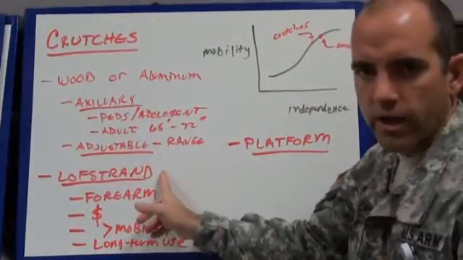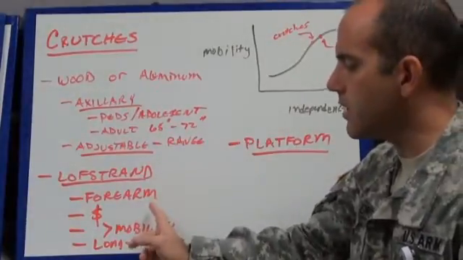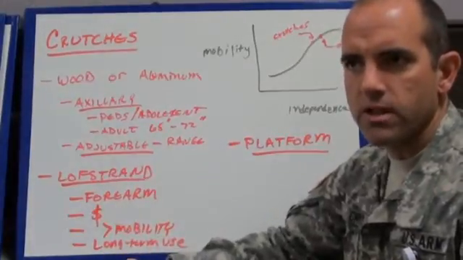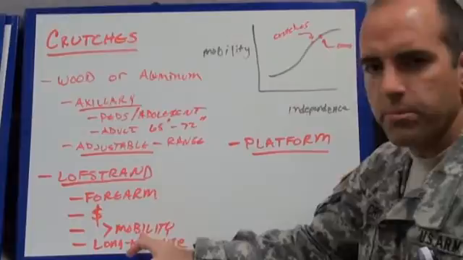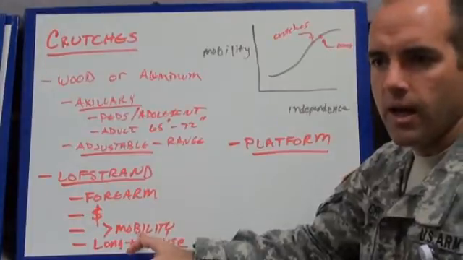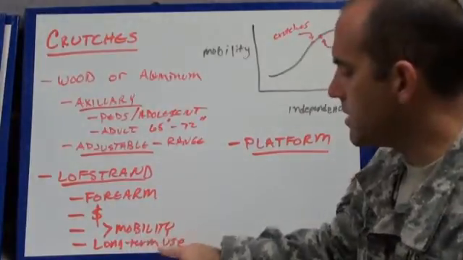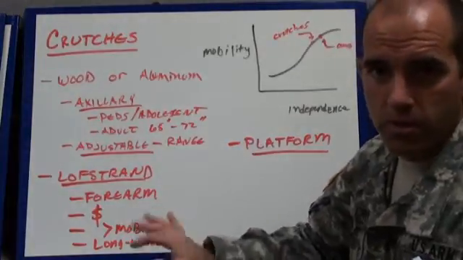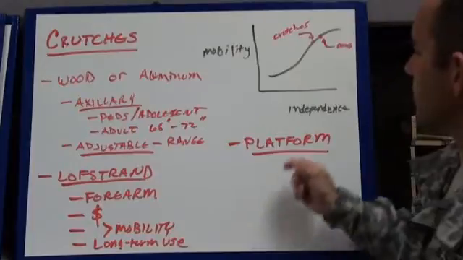There are also Lofstrand crutches, or forearm crutches. They're more expensive. They're easier for some folks to use, and they give patients greater mobility. They reduce chafing in the armpits and things. These are usually for folks that need crutches for long-term use. You'll see them using Lofstrand crutches.